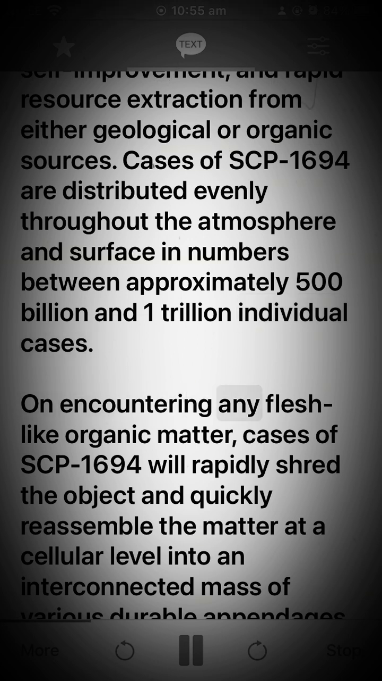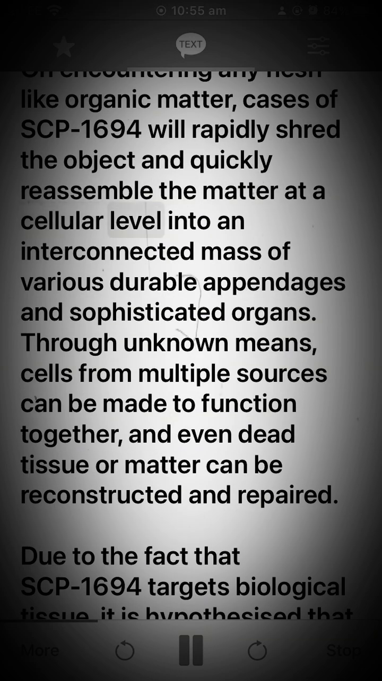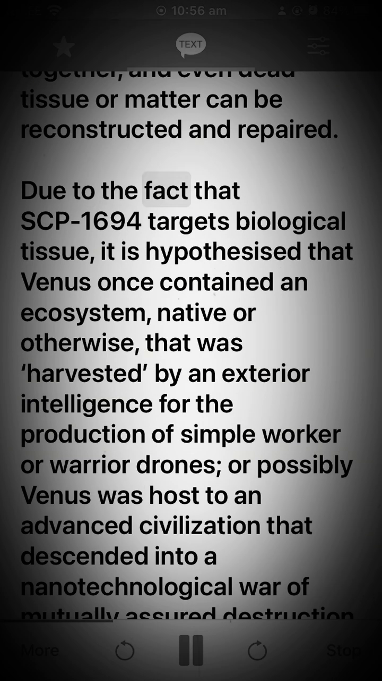On encountering any flesh-like organic matter, cases of SCP-1694 will rapidly shred the object and quickly reassemble the matter at a cellular level into an interconnected mass of various durable appendages and sophisticated organs. Through unknown means, cells from multiple sources can be made to function together, and even dead tissue or matter can be reconstructed and repaired.